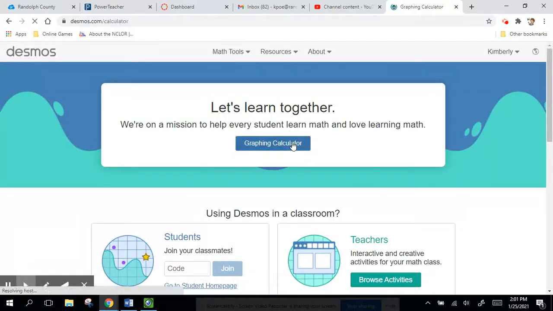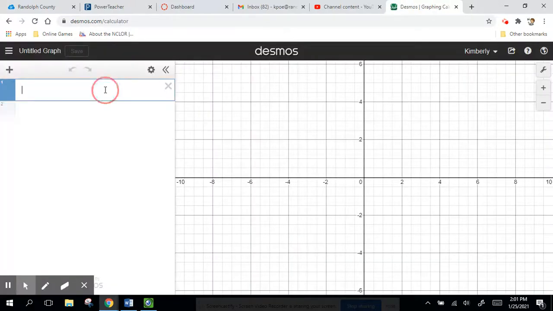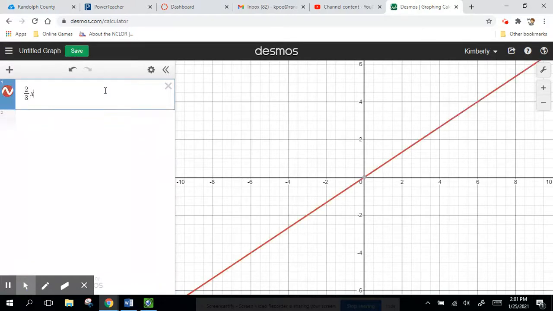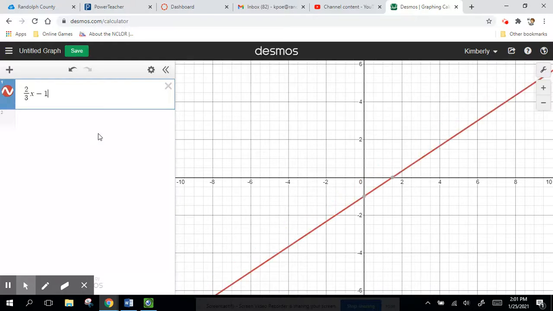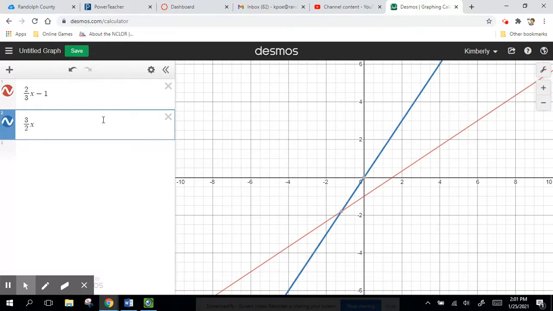And I'm going to type in both of these. Now, you can type in both of these at the same time. So I'm going to type in 2/3 x minus 1. And then in the other one, I'm going to type in 3/2 x plus 3/2.